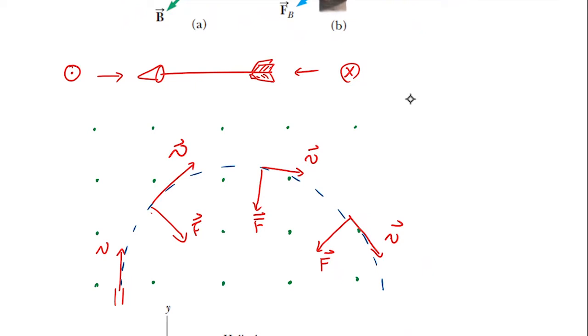So earlier, I told you this force due to the magnetic field is q, and then the velocity cross product with the magnetic field. Right? So let's look at the magnitude of this thing. It's q, v, B, and sine theta. Yes?